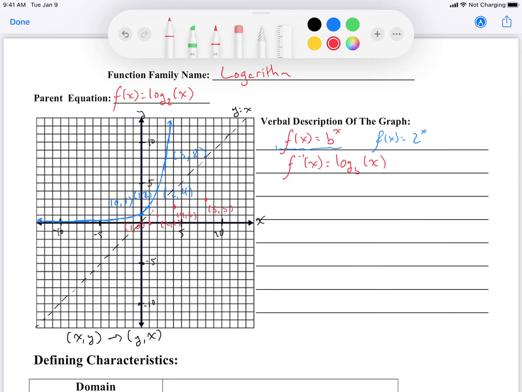Now we can start to see what this graph looks like. It's going to come up here like this and go all the way like that. In the original function f of x equals b to the x, or 2 to the x, we notice that it's asymptotic to y equals 0. So which do you think this is going to be asymptotic to? The y-axis. Absolutely. Now instead of being asymptotic to the x-axis, it's going to be asymptotic to the y-axis. And this is our graph of log base 2 of x.